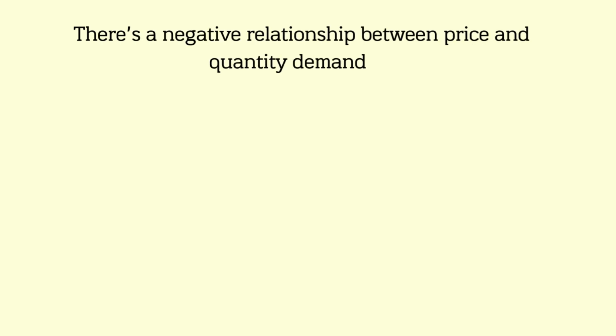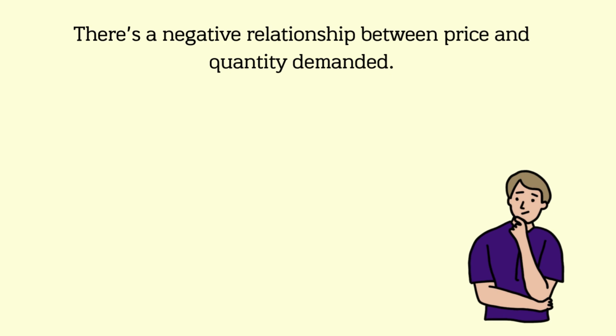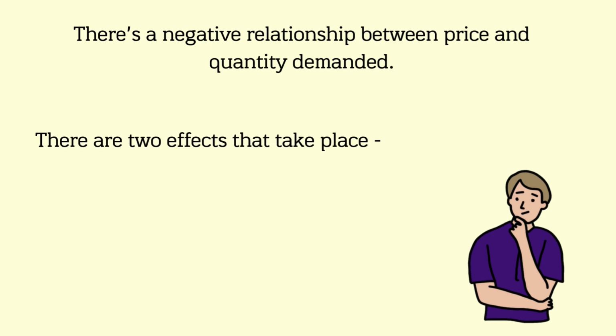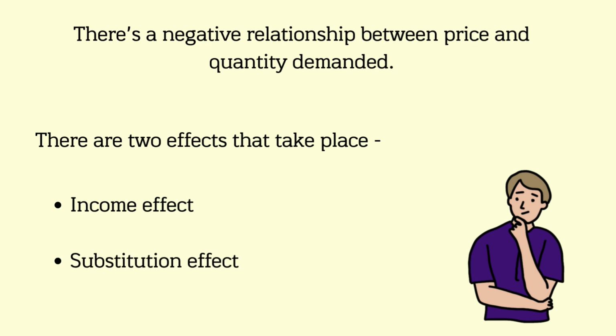So I've said that there is a negative relationship between price and quantity demanded. Let's see why that happens. There are two effects that are taking place. The first one is the income effect, and the second one is the substitution effect. Let's take a closer look at both of them.